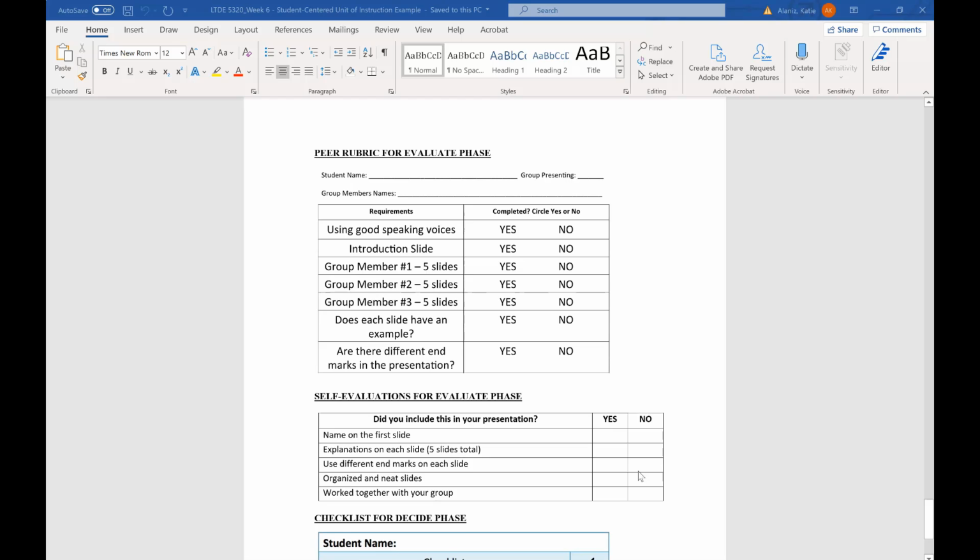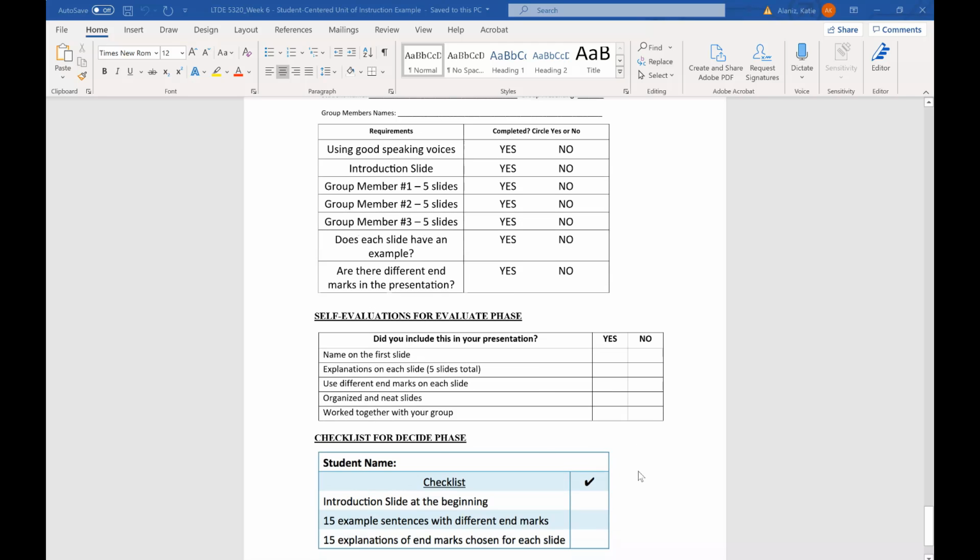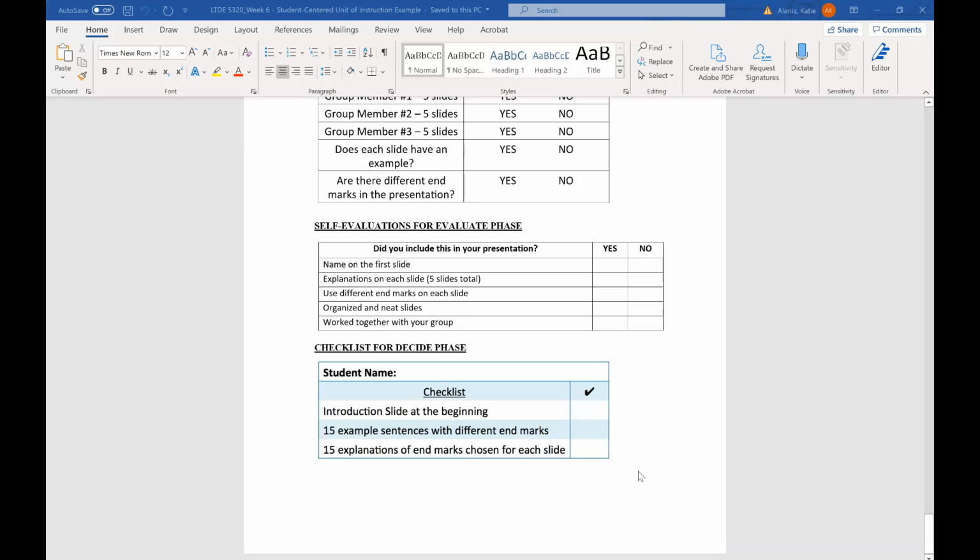This particular unit includes both a group component as well as a peer rubric for peer evaluation and a self-evaluation phase. You will not need to include this many rubrics if you are simply having students engage in an activity individually. However, if you are having them engage in a group project, you might consider including both a group component as well as an individual component. And then finally, there is a checklist for the decide phase.